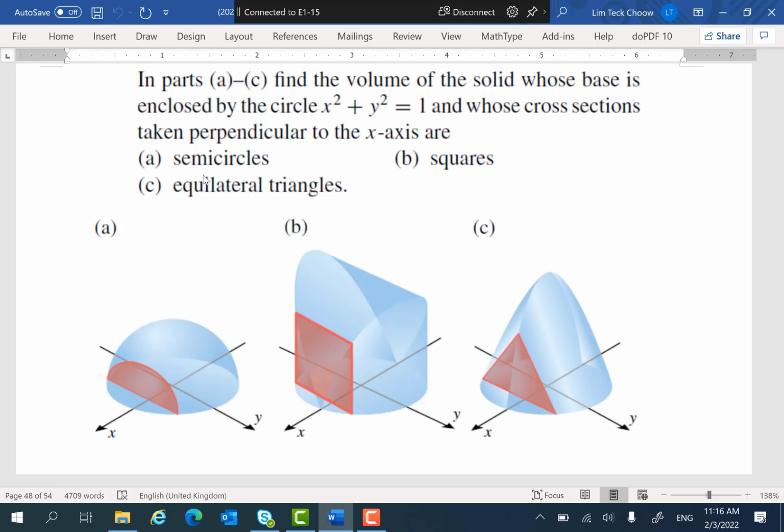Wait, but if the cross section is perpendicular to the x-axis. To the x-axis. It doesn't have to be like this, right? It can also be like this or like this. How do you know? Okay, I understand what you're talking about.